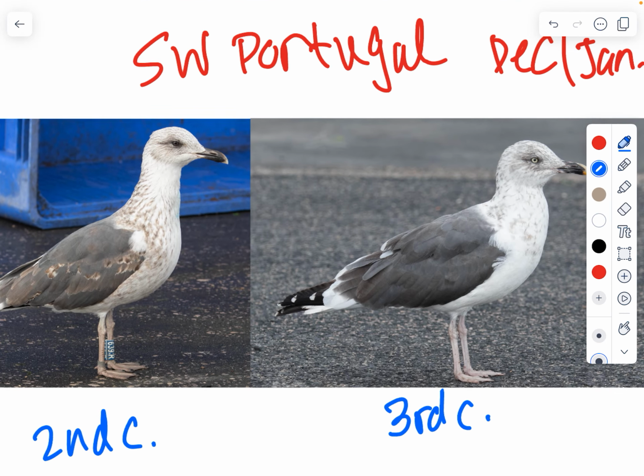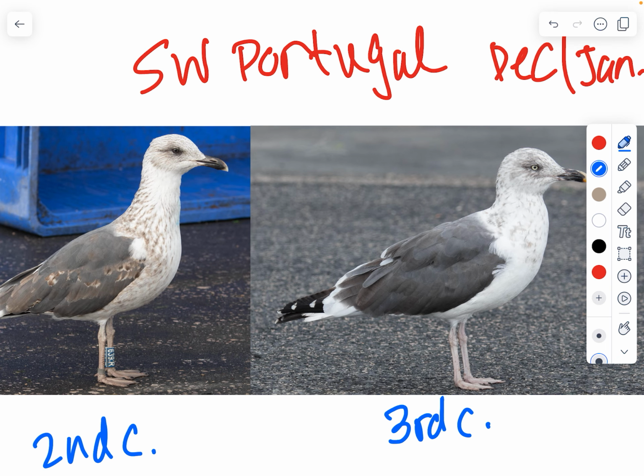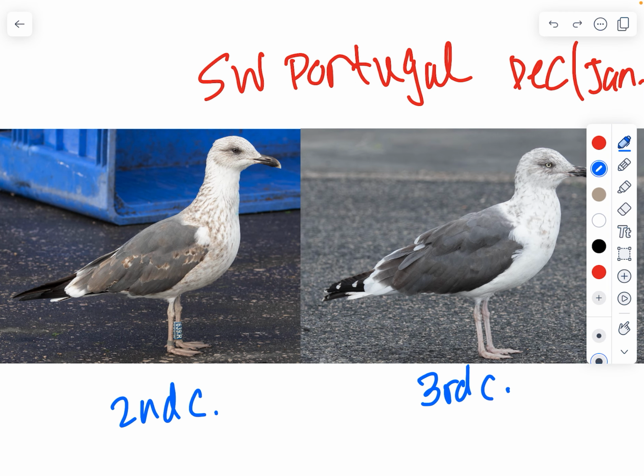The eye color here, again, is not very useful. There are second cycles that have very pale eyes. Of course, it becomes less and less likely that a third cycle would have dark eyes in things like lesser blackback and herring gulls. By third cycle, their eyes are noticeably yellow, but that doesn't work the other way around. A dark eye does not necessarily mean second cycle because some second cycles do have pale eyes.